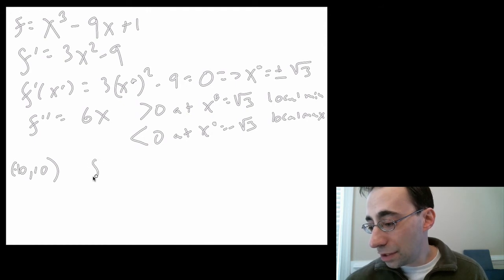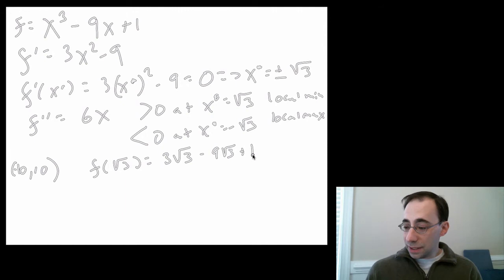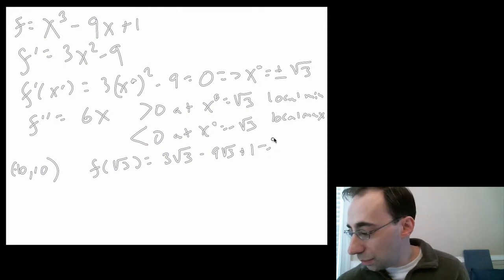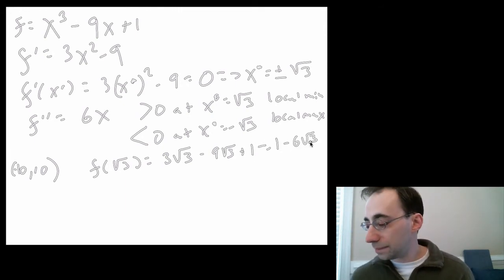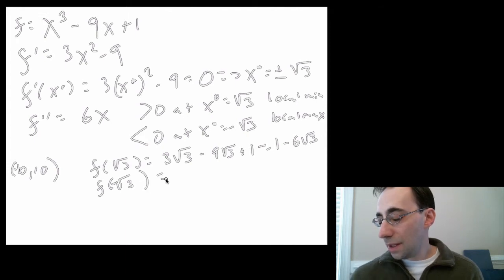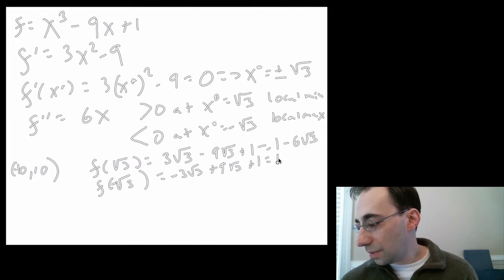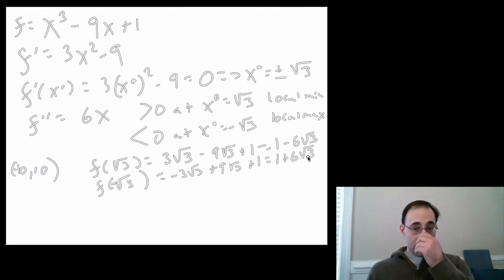Well, let's see, the function at the square root of 3 equals 3 square root of 3 minus 9 square root of 3 plus 1. That's negative 6 root 3, so it equals 1 minus 6 root 3. That's a negative number. Now we can evaluate the same function at negative square root of 3, and we get negative 3 root 3 plus 9 root 3 plus 1 equals 1 plus 6 root 3. That's a positive number. So far so good.